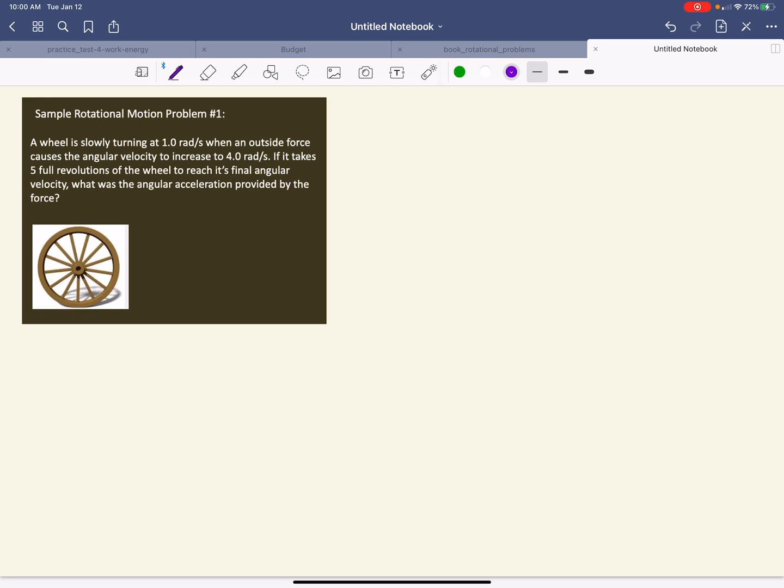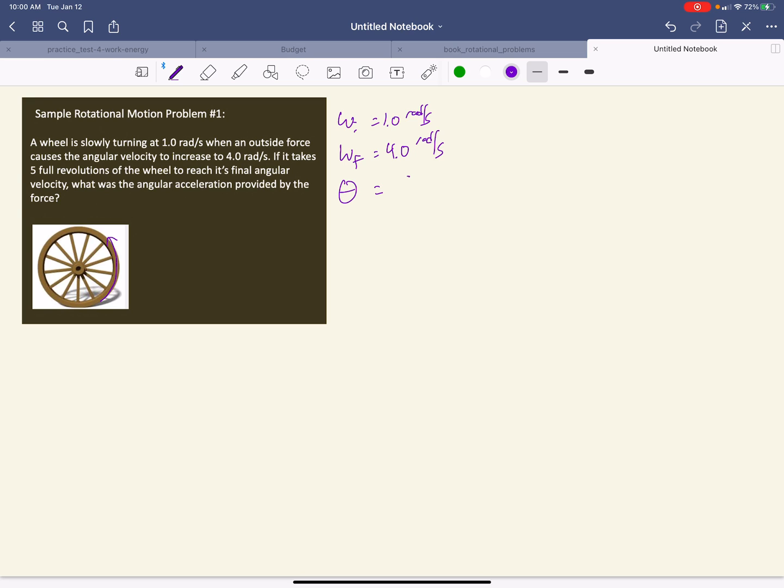It says it's initially turning at 1 radian per second, which means we have an omega I, and that is 1.0 radians per second. So we're given omega I. It says its angular velocity increases to 4, so we're also given an omega f. It takes 5 full revolutions, so 5 full turns. Now the question is, what variable is that? 5 revolutions is an angular distance. It's 5 full turns. And so we are actually being given theta.